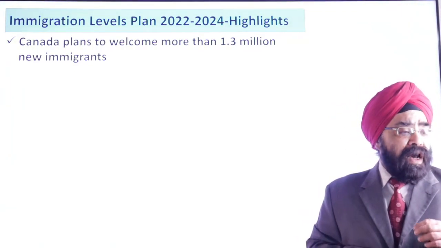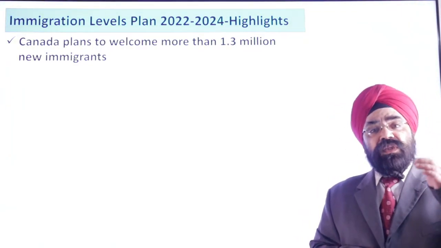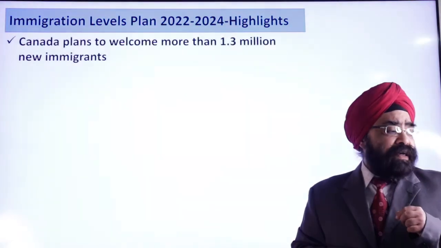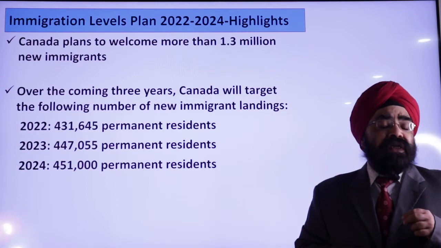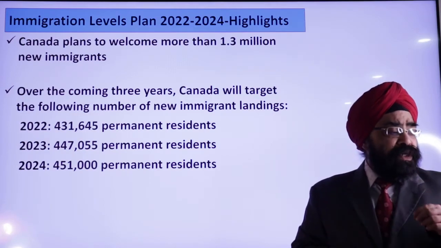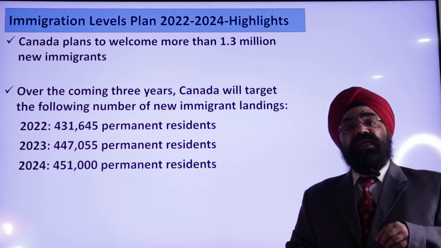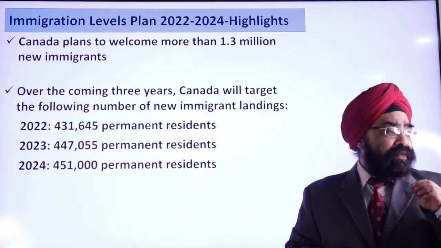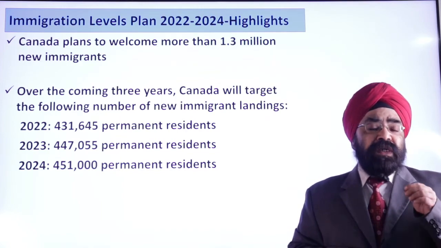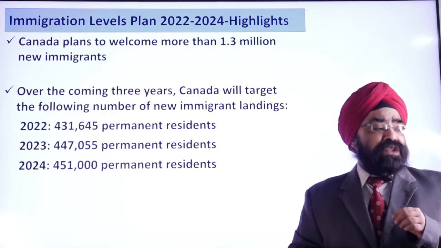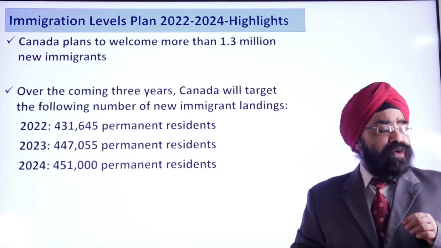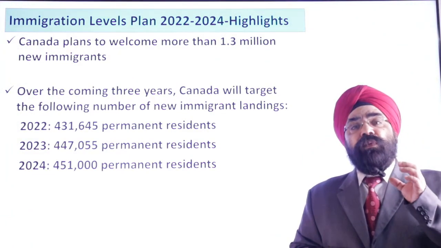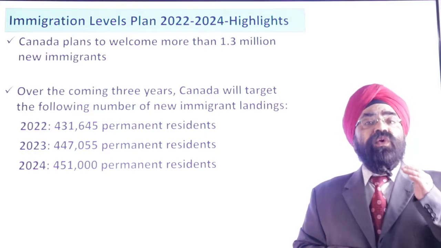How will this number be reached? These are 3 years of numbers. Each year, the government has put forward very high targets. The target for 2022, which is this year, is 431,000, and subsequently for 2023, 447,000, and for 2024, 451,000. Together they make 1.3 million new immigrants.